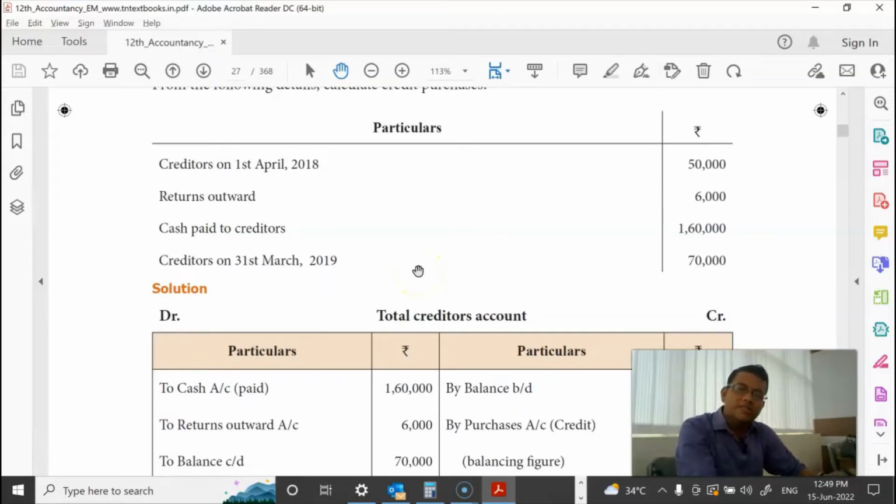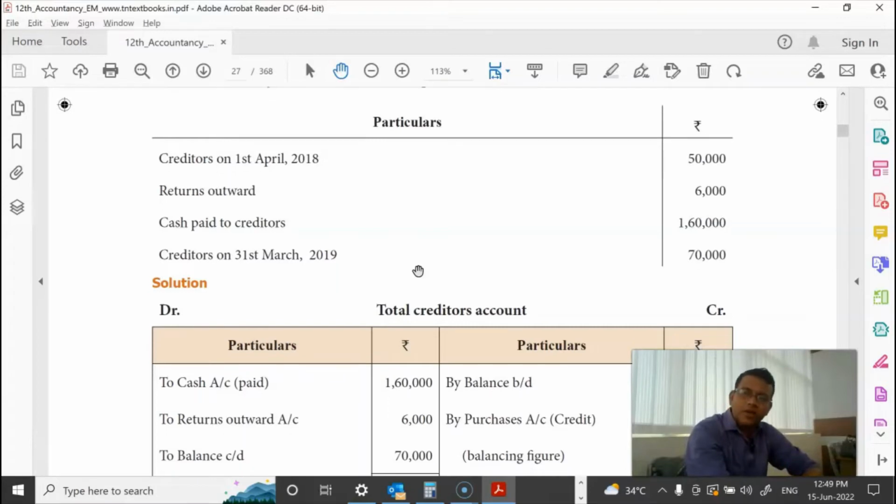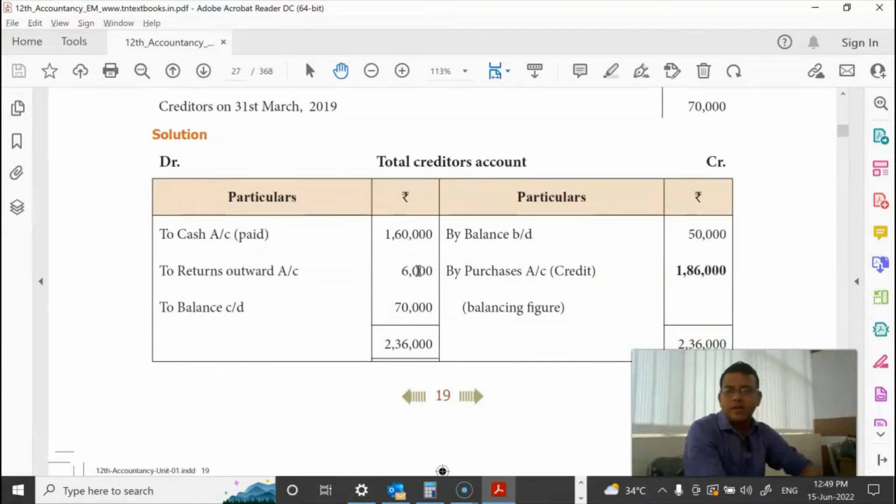So we'll quickly do one problem so that we can go ahead further. Creditors opening balance they have given 50,000, returns outward 6,000, cash paid to creditors 1,60,000, creditors on 31st March 70,000. Now you can see the entire creditors account can be prepared with this information. The requirement is to find the credit purchases. So we'll open the creditors account. On the debit side, we'll write to cash, return outwards, and the closing balance of 70,000. Then on the credit side, you have the opening balance of 50,000, and you arrive at the balancing figure, that is your credit purchases, which will be 1,86,000.